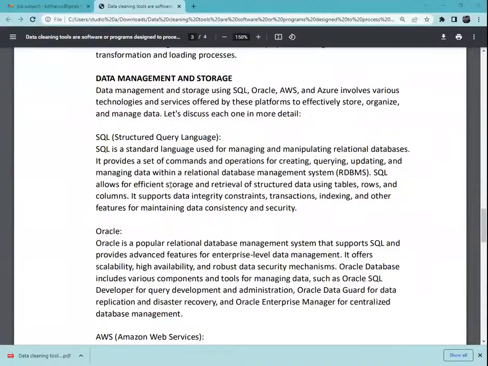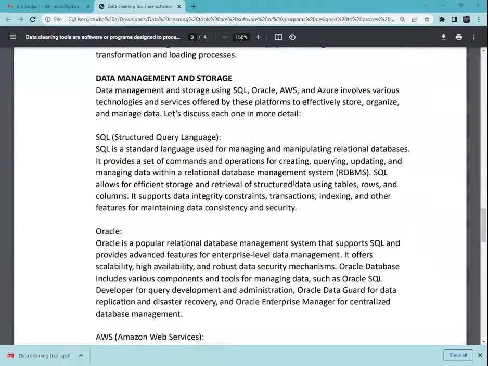It provides a set of commands and operations for creating, querying, updating, and managing data with a relational database management system. So whenever you see this RDBMS, first of all, you know that DB stands for what? Your database. R is relational database management system. SQL allows for efficient storage and retrieval of structured data using tables, rows, and columns. It supports data integrity constraints, transactions, indexing, and other features for maintaining data consistency and security.